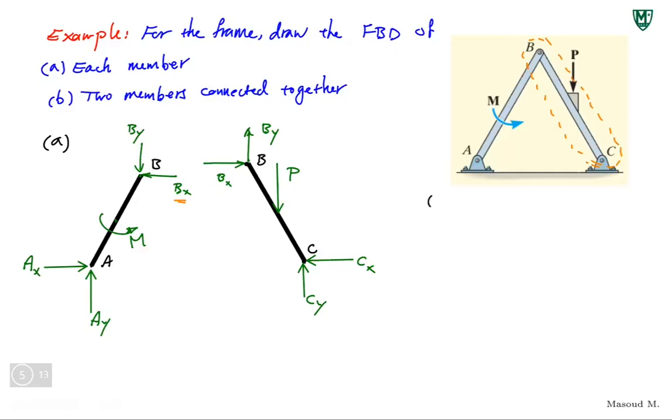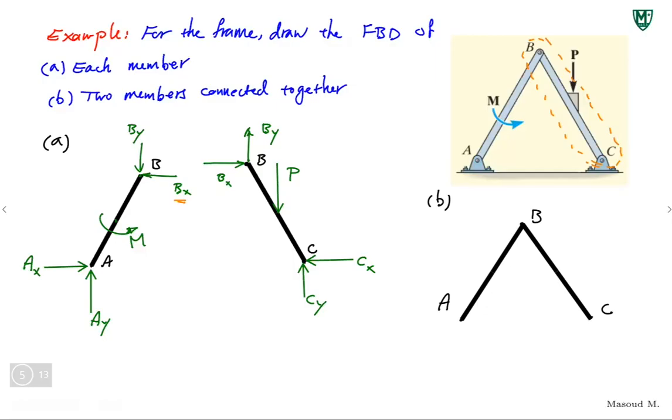All right, part B. Any question about this one? All right, we'll do more practice, but two members connected together. So let's do that. Here, there's here, and there was the other one. So that would be B. This is A, and this is C. So what are the forces on this?